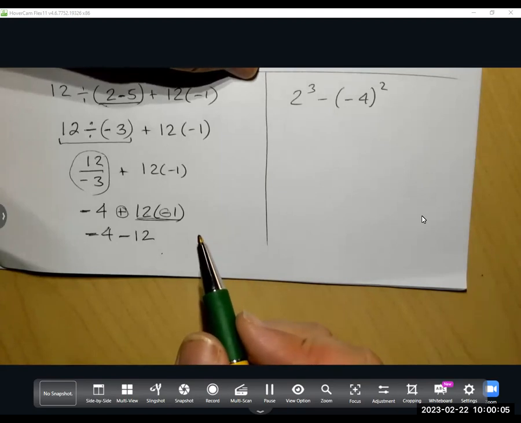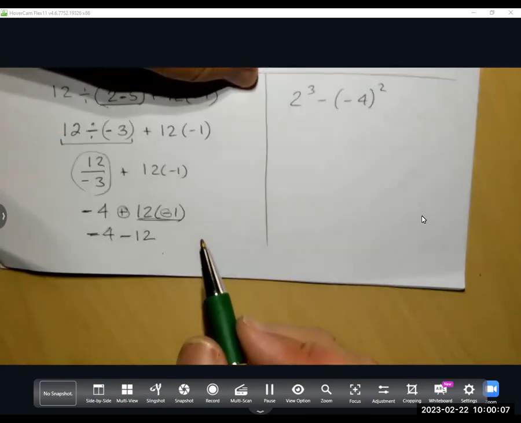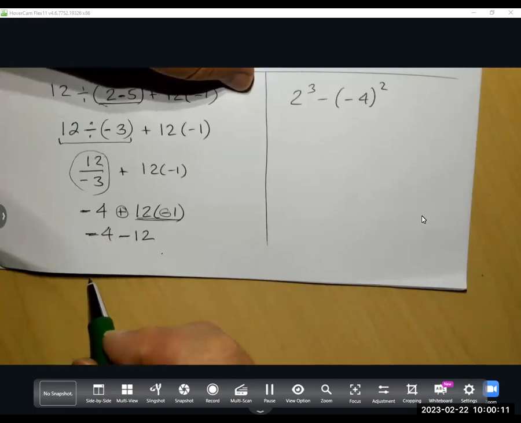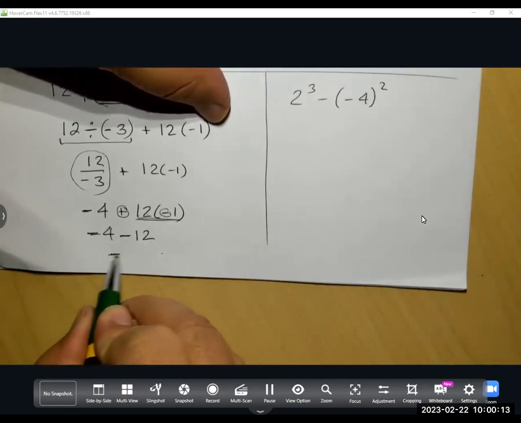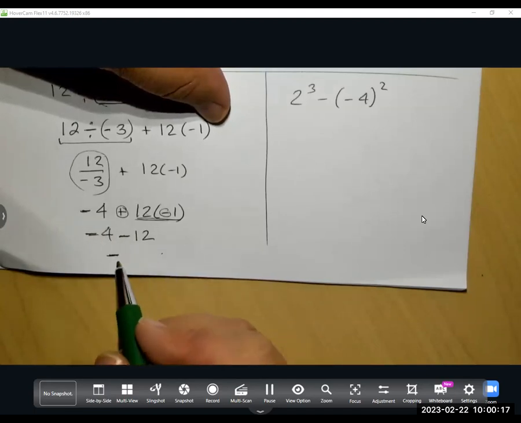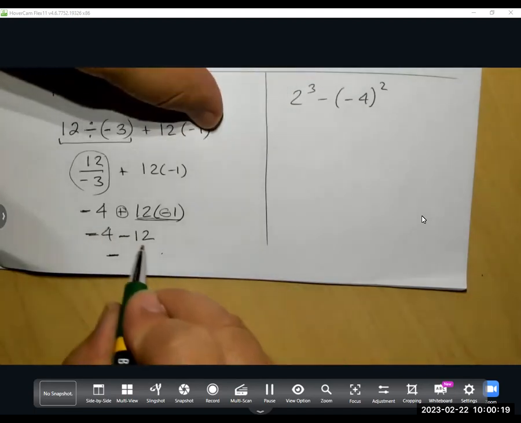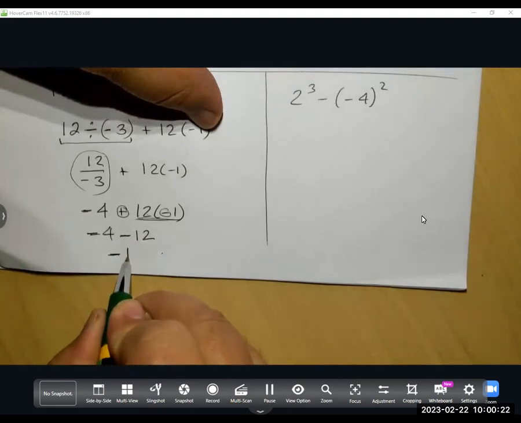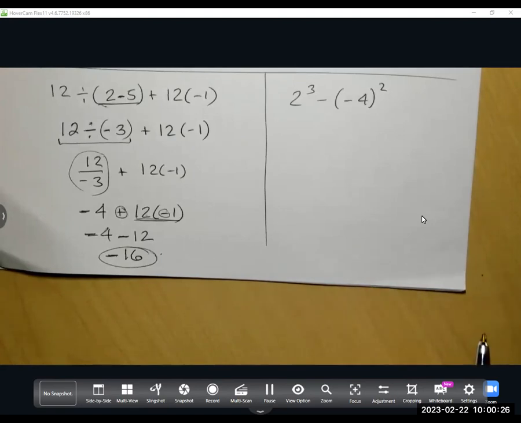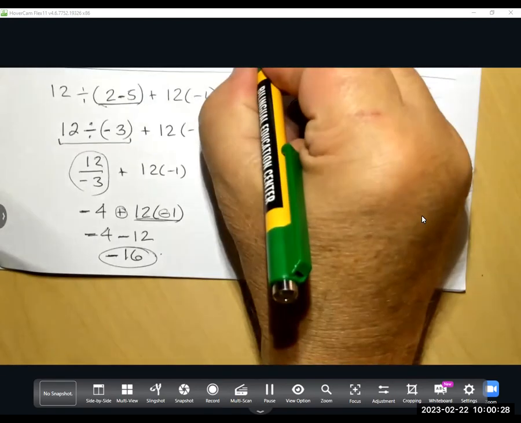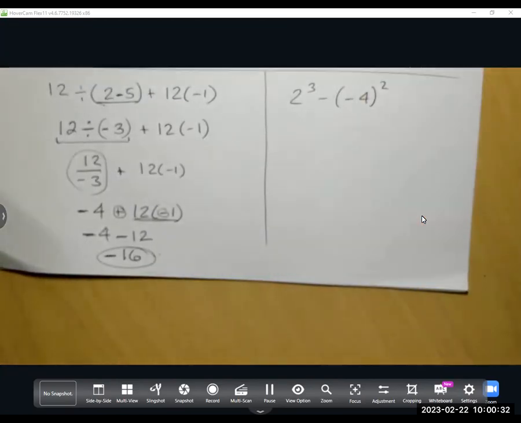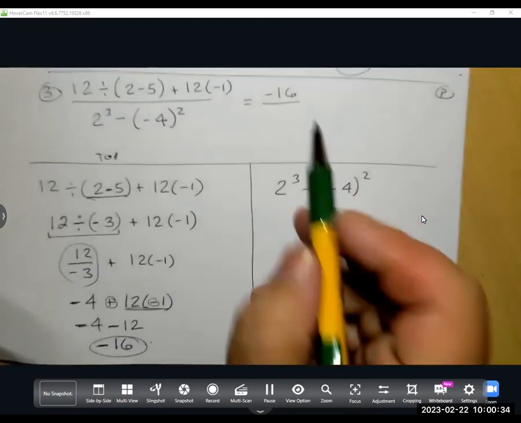Now what do we do? Is the answer going to be positive or negative? It'd be negative, because they're both negative. Since they're both negative, what do we do with the numbers? Add them. 12 plus 4 is 16. So that's the top number. The top number is negative 16.